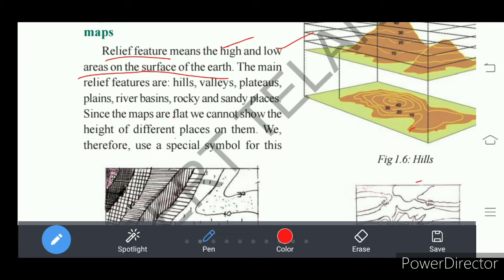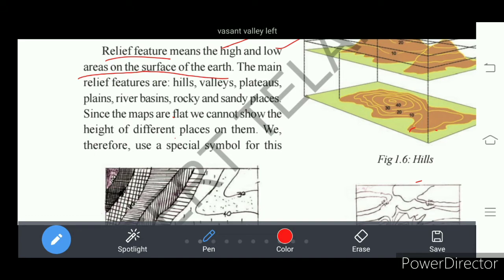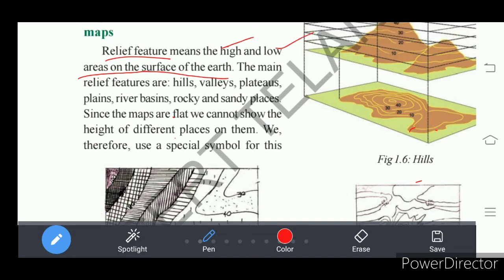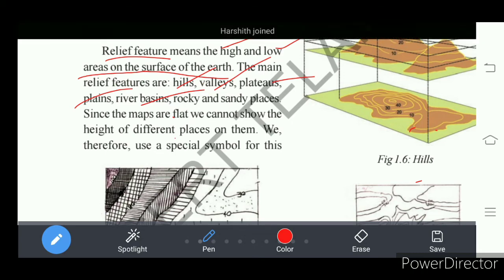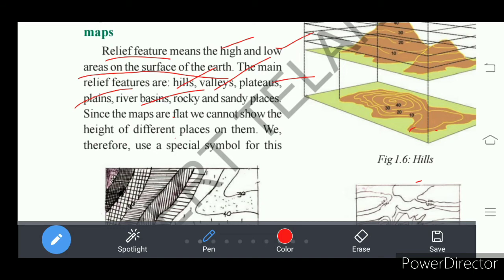Okay, it is difficult, right? So to show the relief features, that is hilly areas, valleys, plateaus, plains, river basins, sandy places, all these are shown on a map using certain lines. Those are called contour lines. What do we call them? Contour lines.